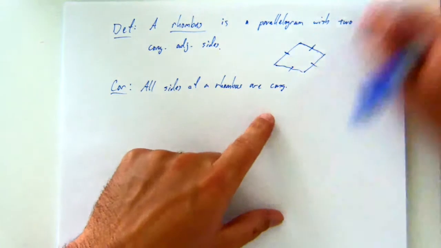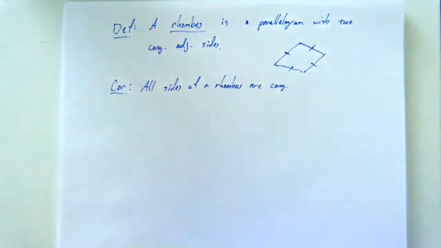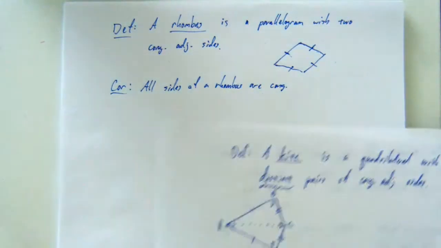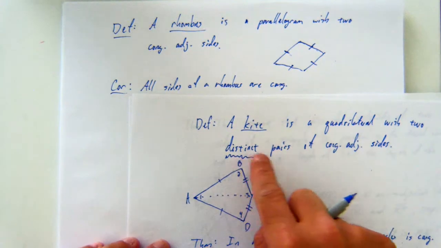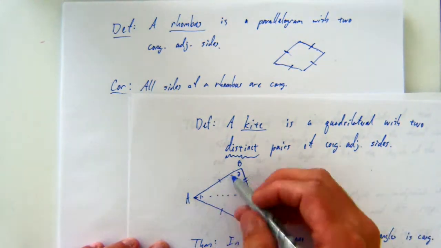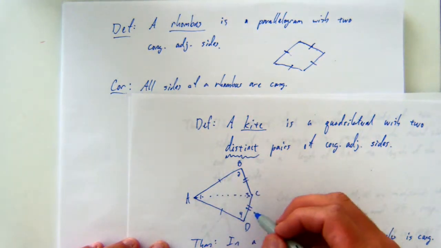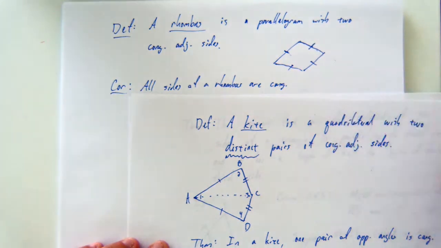Important to notice the difference between a rhombus and, going back to the section before, a kite. Remember when we said kite, the kite must have two distinct pairs of congruent adjacent sides. So this pair must be a different length than this pair. Because if they are the same, then it will actually be a rhombus and not a kite.